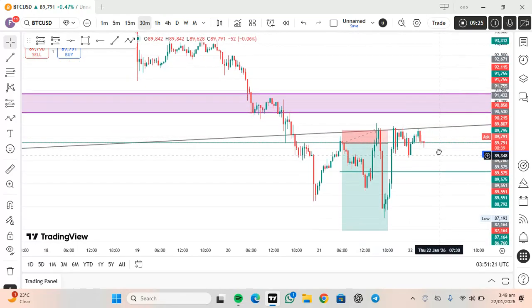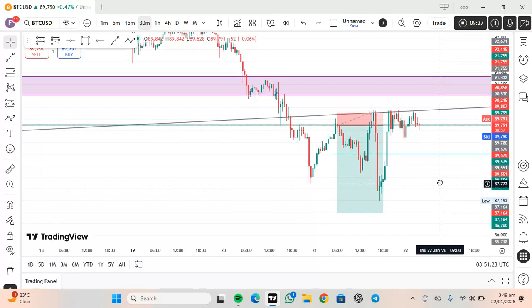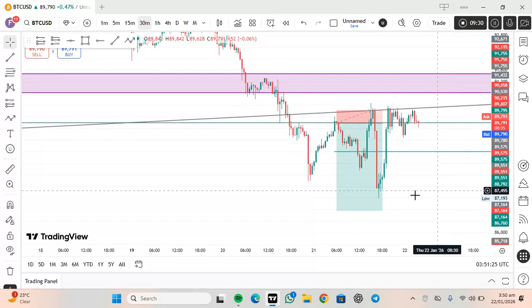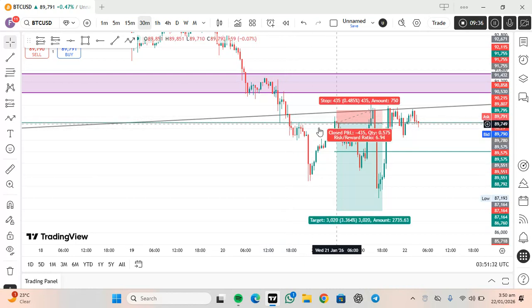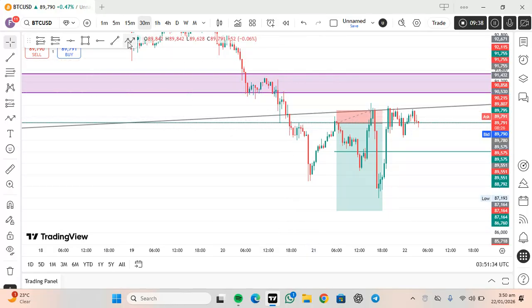The higher time frames will always give you the direction, but you will have more clarity in the lower time frame. So as you can see, price broke the trend line, retested it, and that was exactly where I took the trade. It broke the trend line, retested, and that was where I took the trade. And I took partial profits here.